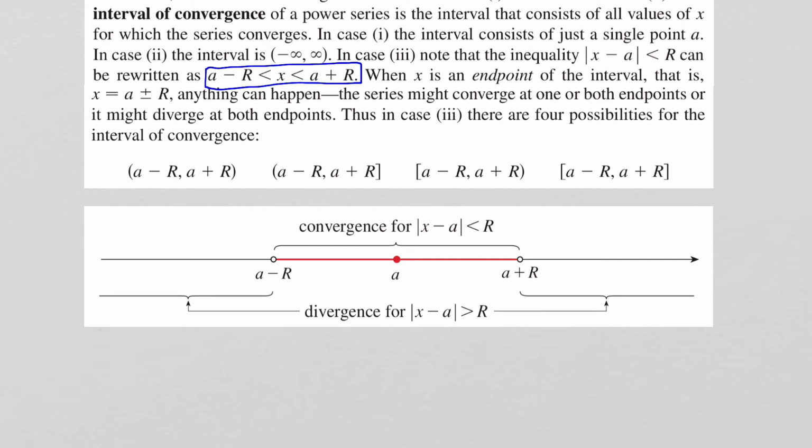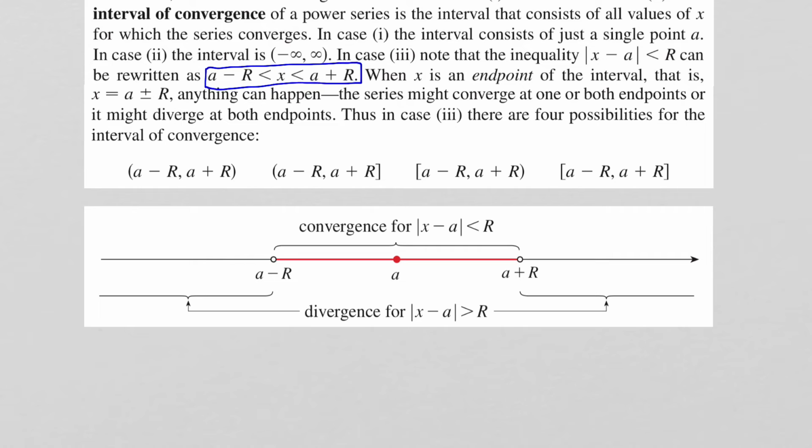So the possibilities for the interval of convergence at the end of the day here is that it's always going to be from a minus r to a plus r, but you might not include either endpoint, or you might only include the right endpoint, or only include the left endpoint, or you might be including both endpoints. It just depends on the series.